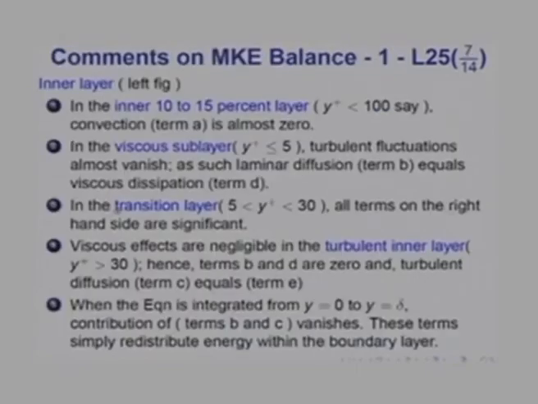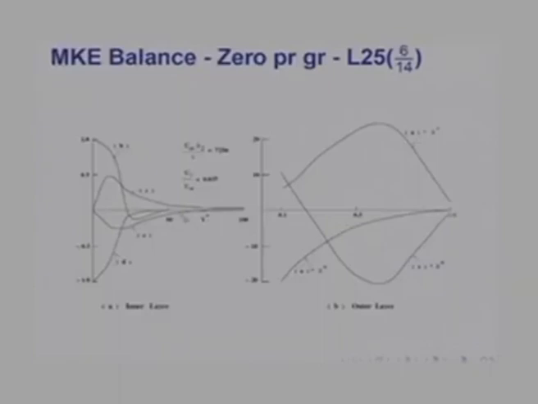which is the laminar sublayer, you will see all other terms are almost 0 and viscous diffusion is balanced by viscous dissipation. In the transitional layer 5 to 30, all terms on the right hand side are significant, and that is what we showed here. Now, you can see from 5 to about 30, all terms are significant: viscous diffusion, turbulent diffusion, viscous dissipation and transfer of energy to turbulent kinetic energy production, all are significant up to about, let us say, 30 here.